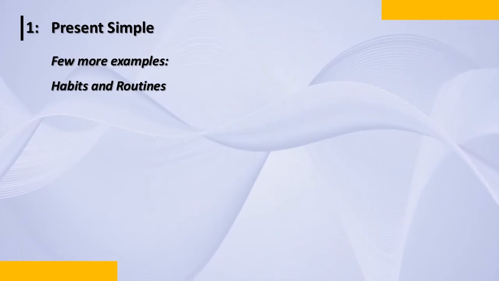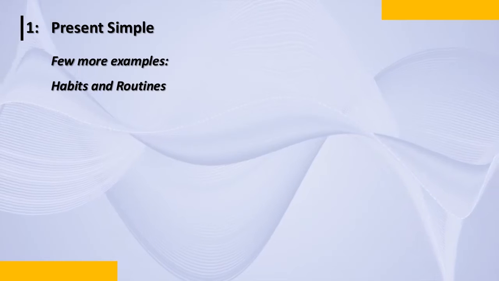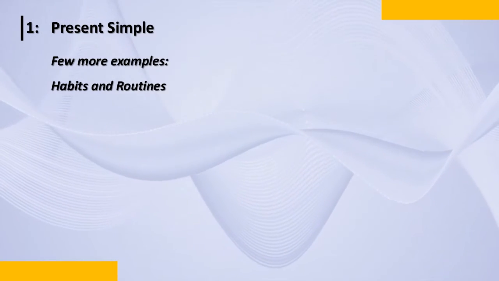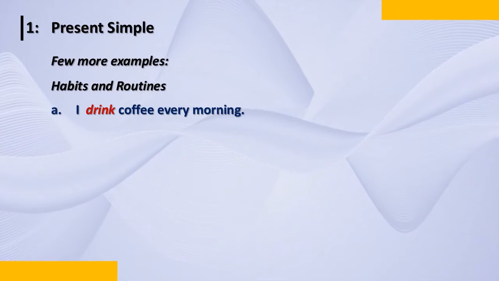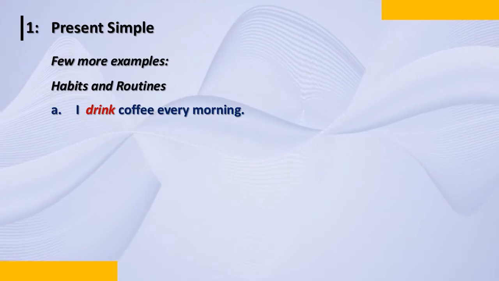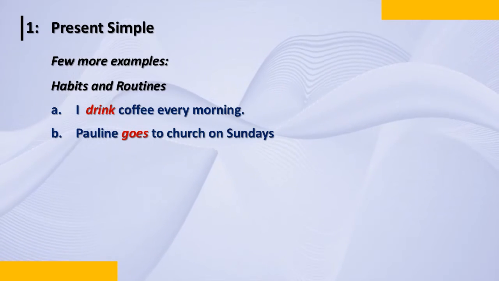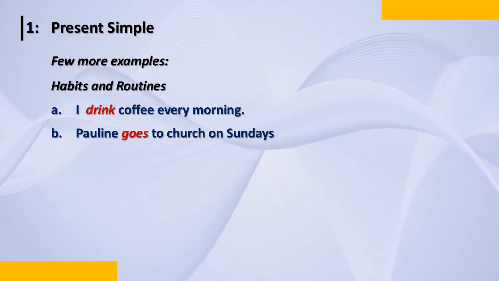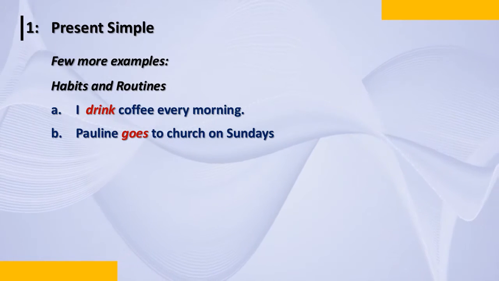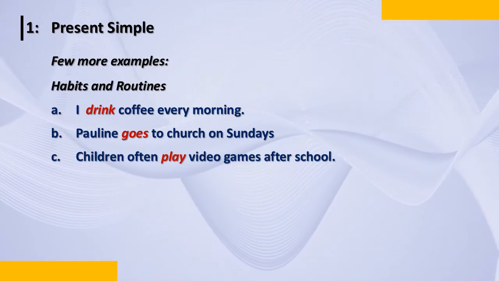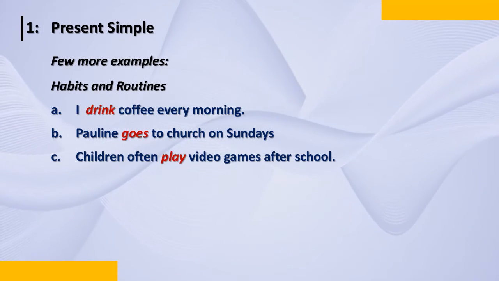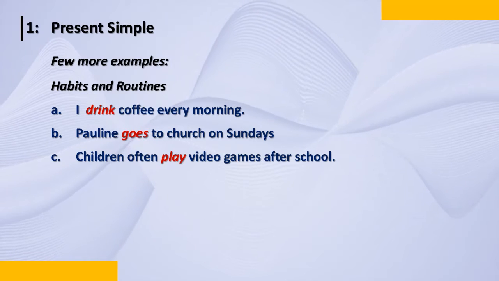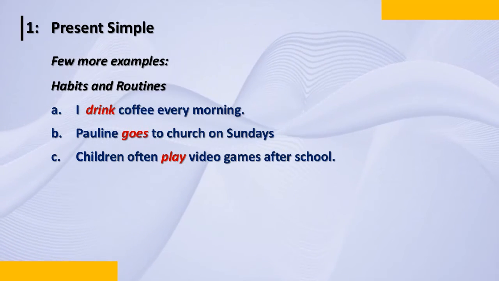Few more examples. Habits and routines. As I said, my habit is drinking coffee every morning, and I have a routine of waking up early. So that is, I drink coffee every morning. Pauline goes to church on Sundays. Every Sunday he goes to church. Children often play video games after school. So these are all actions which are happening as habits, as routine.